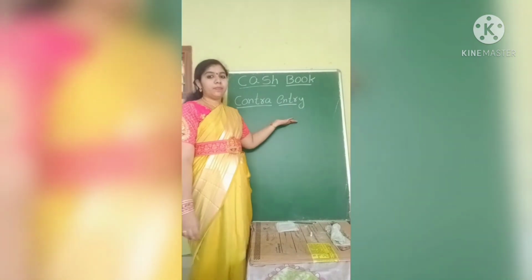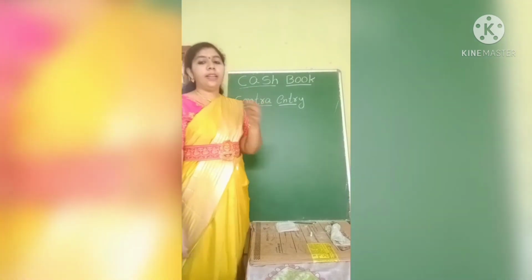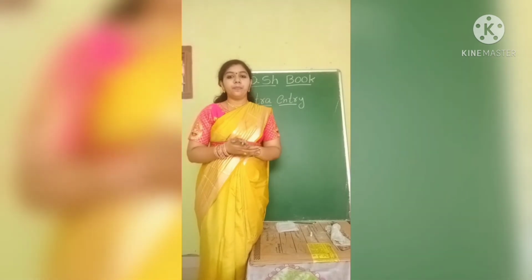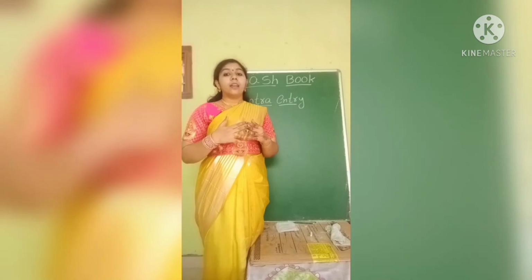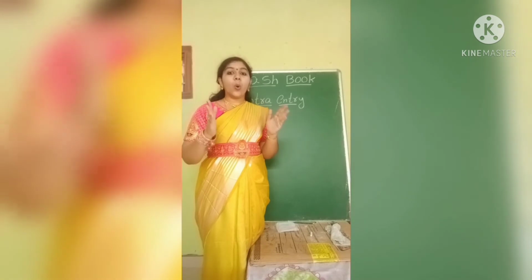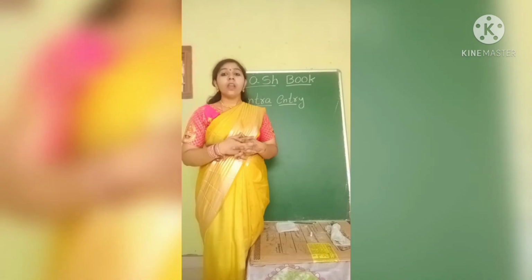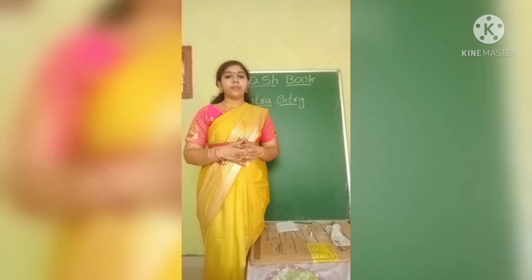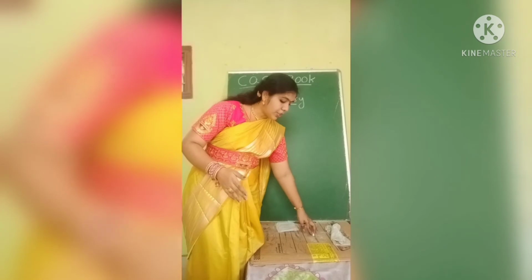Contra entry. What is the contra entry? It is a very important thing in our triple column cash book. The entry which is entered in the triple column cash book on the debit side, in the same way on the credit side also, that entry is called a contra entry. For example, cash withdrawn from bank. What is the entry for cash withdrawn from bank?